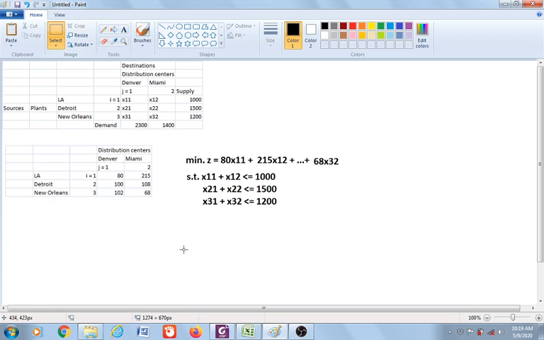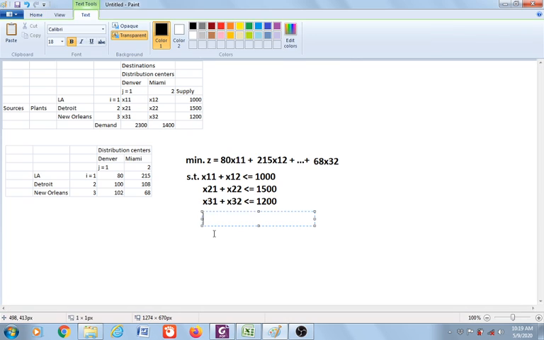Now the next constraint will be the demand from the distribution center. The total number of cars received by destination number 1 is x11 plus x21 plus x31. So x11 plus x21 plus x31 must be equal to 2300, and then x12 plus x22 plus x32 must be equal to 1400.